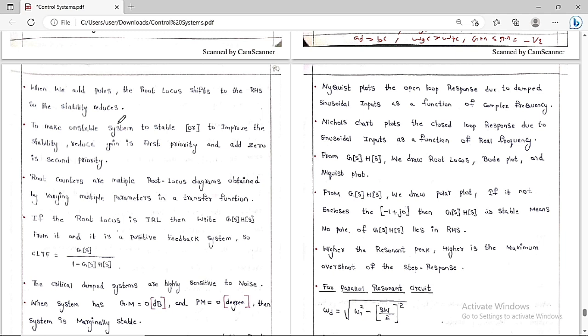So therefore the stability is going to decrease. Whenever we add poles to the transfer function, the root locus is going to shift to the right half of the S-plane. So therefore the stability is going to reduce.